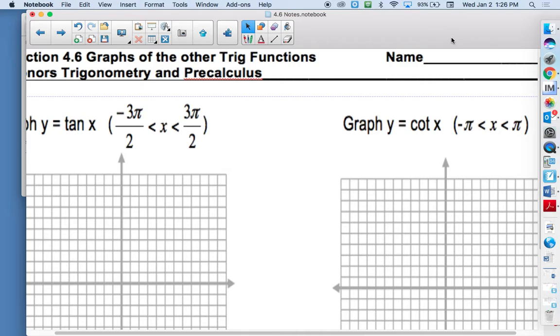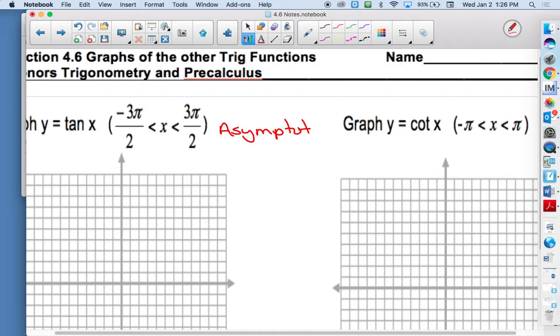So when you have a tangent graph, if you look at your graph, where are the asymptotes located on the graph that you have on page 38? Brandon. Negative 3 pi over 2. Okay, so he said negative 3 pi over 2. Brandon, is there any other asymptotes? Negative pi over 2, and then positive pi over 2 and 3 pi over 2.